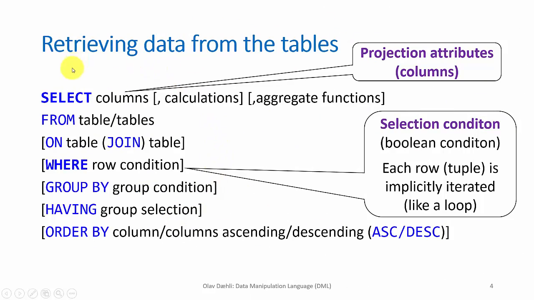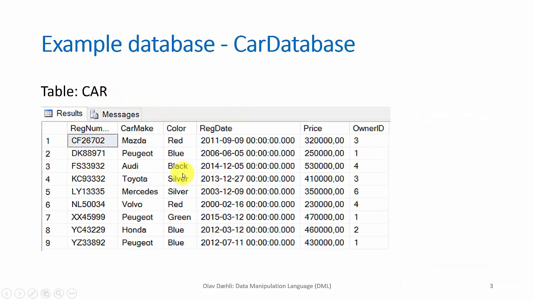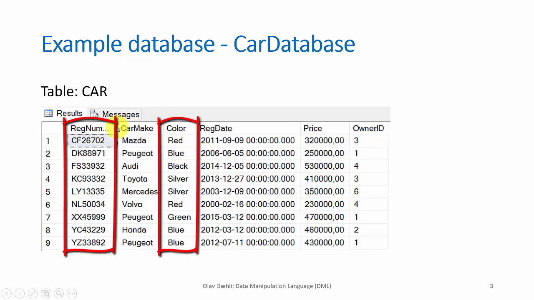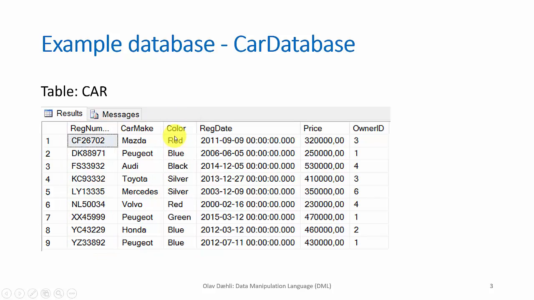And here we see the basic syntax for a select query. First we have select, and then we specify the column or columns to be showed or retrieved. In our table we have 6 columns, so maybe we only want to show this first one and the color column for instance. Then we can specify these 2 columns in the select part.